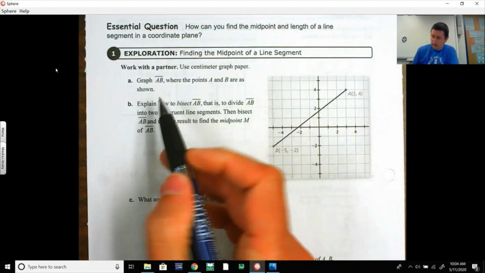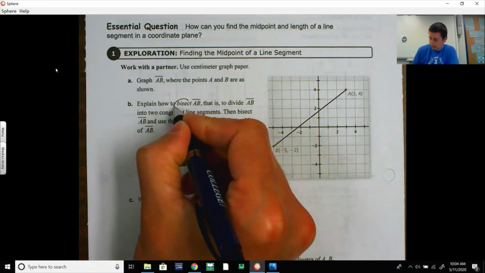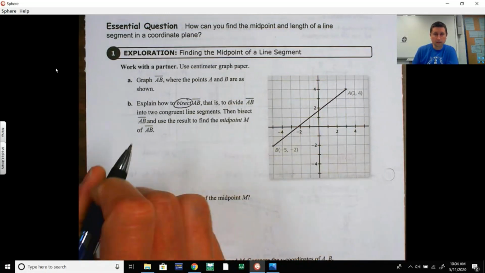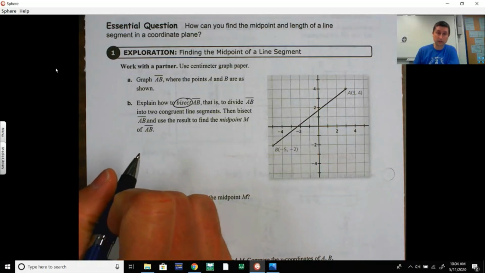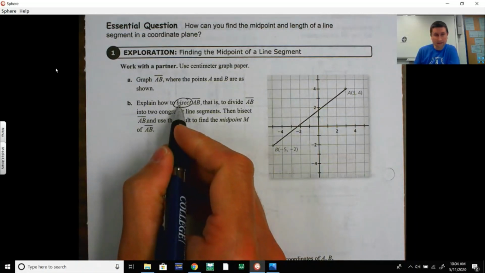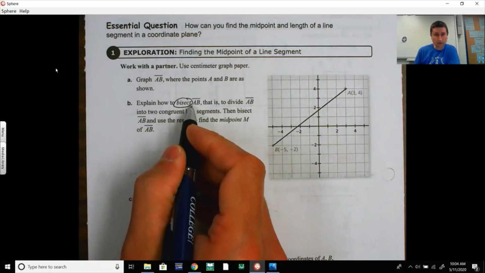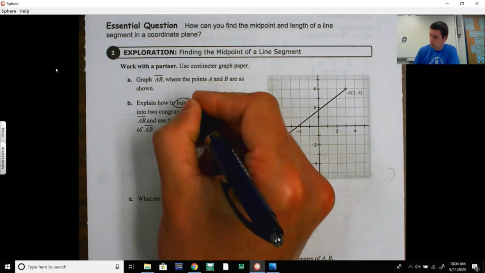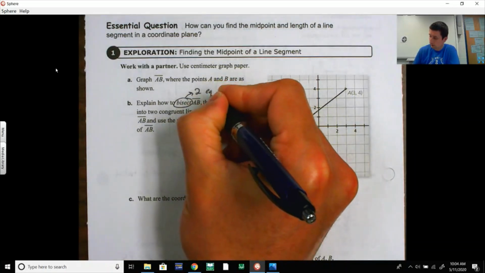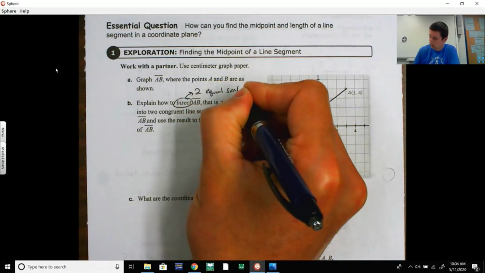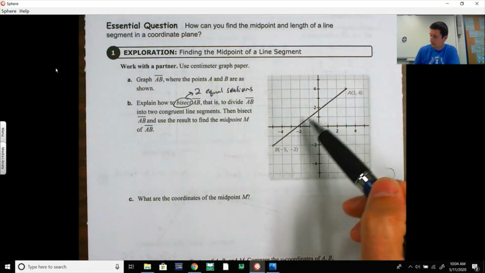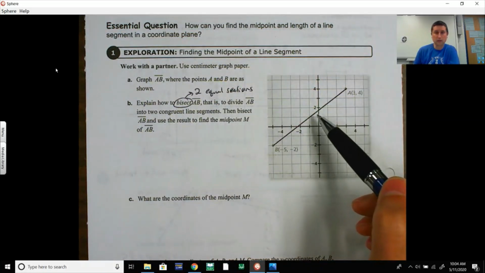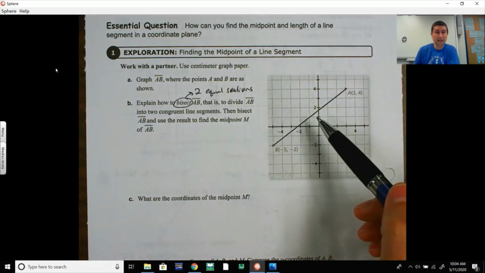Okay. Explain how to bisect. So bisect, that's kind of the word we're focusing on today for right now. Bisect, the prefix bi, like a bicycle, means two sections. So how to cut it into two equal sections. Think about how you would go about cutting this line segment up so that you had two equal sections that were the same length.